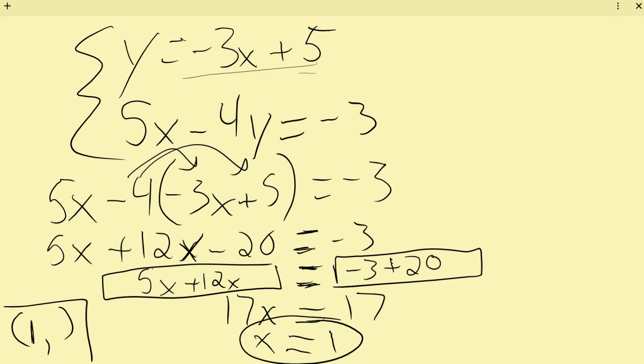So we're going to put a 1 right in there for x. So now we got to solve for what y equals. Well, let's just take the first equation here. Let's take this guy. And we're going to figure out what y is when x equals 1. So we're going to put a 1.